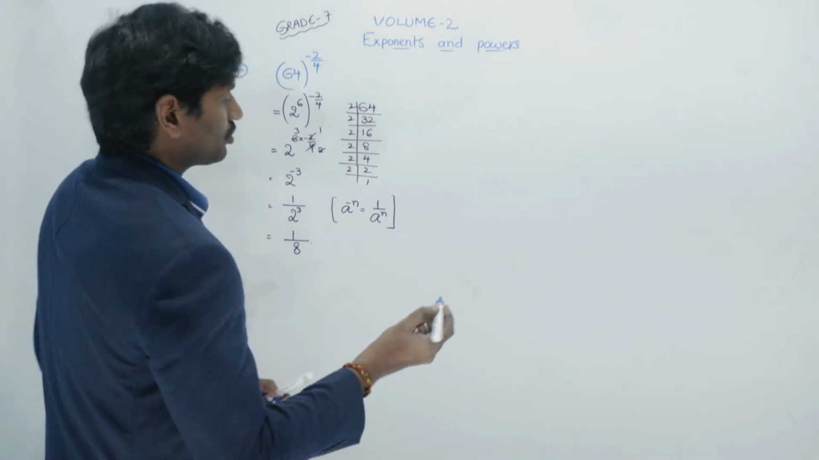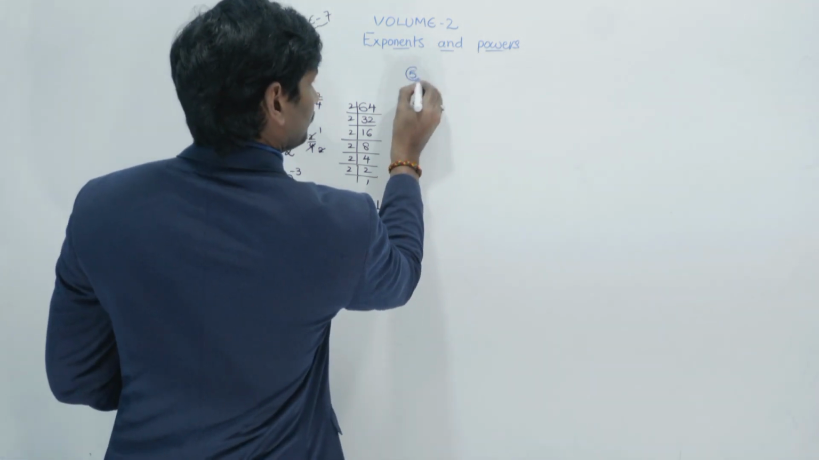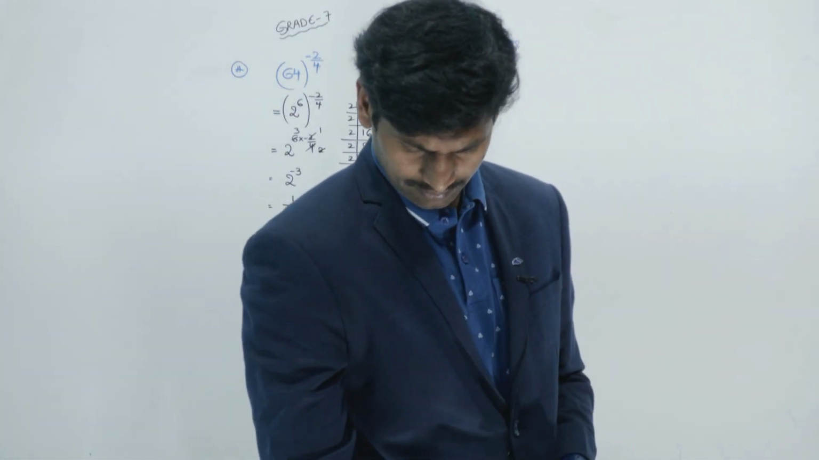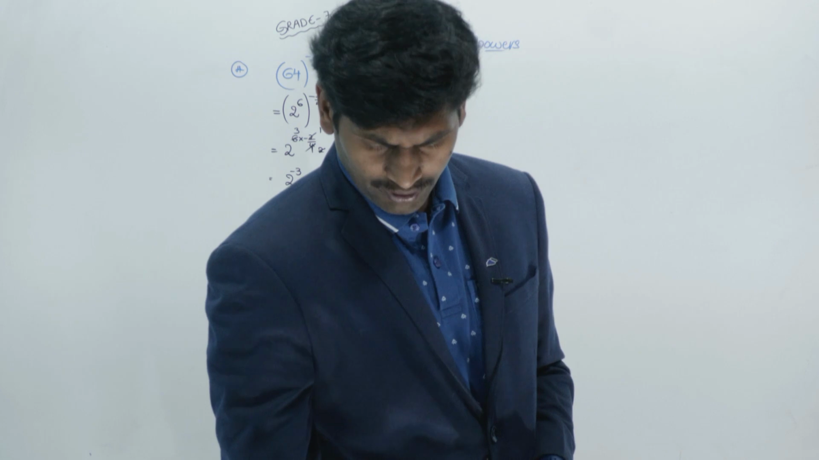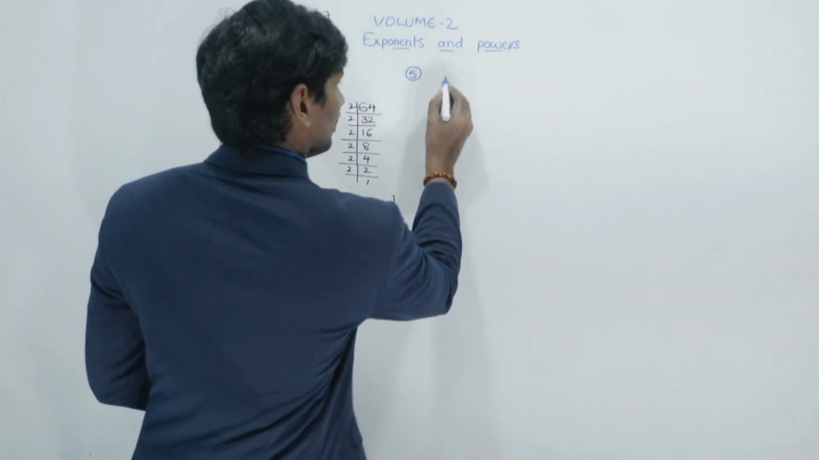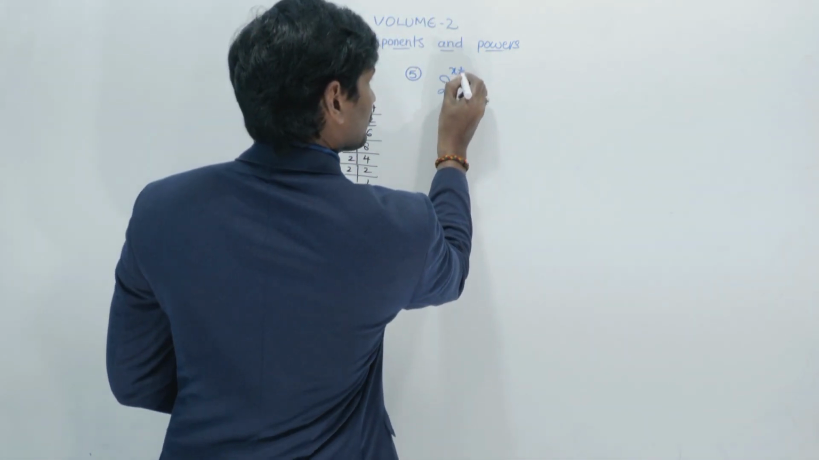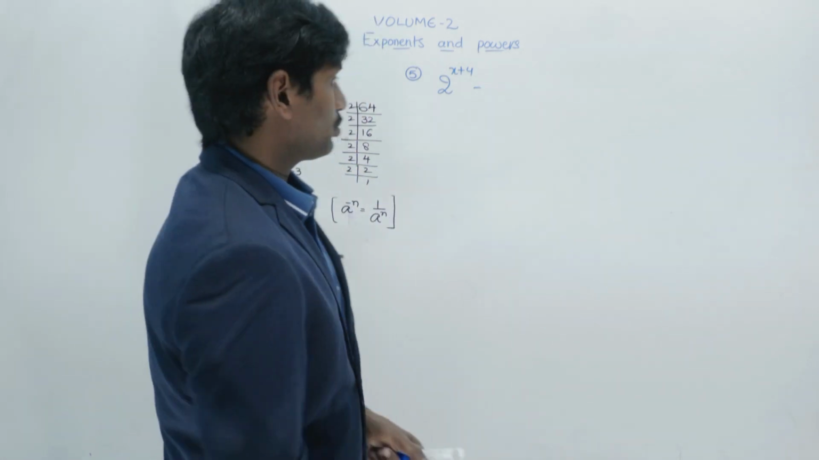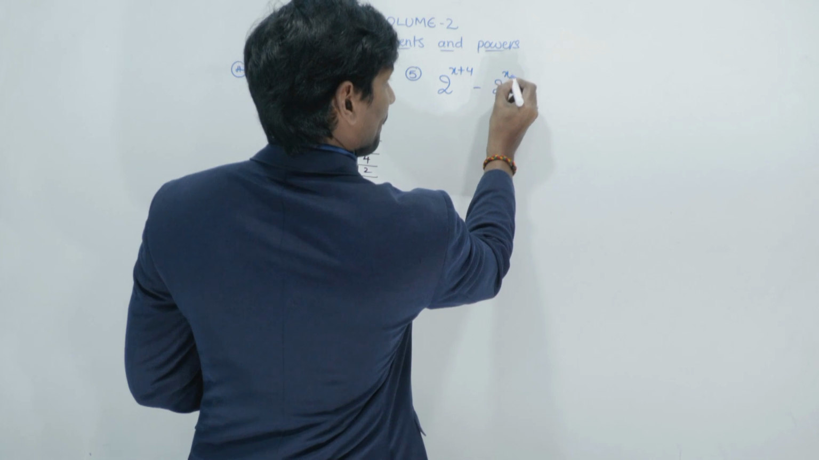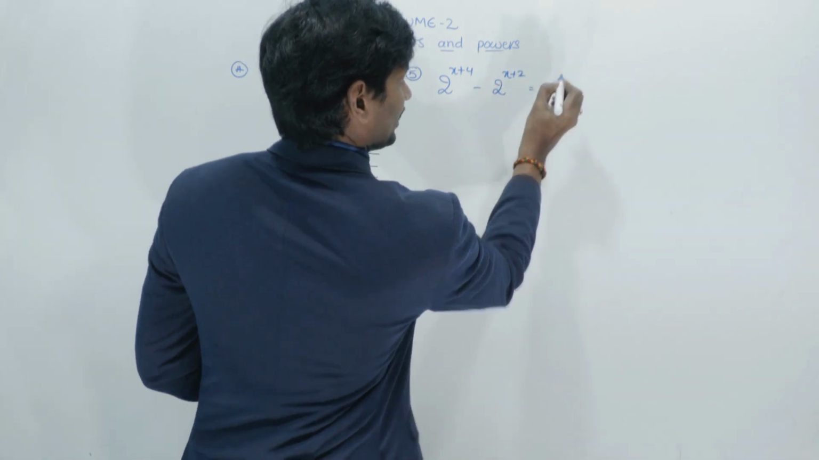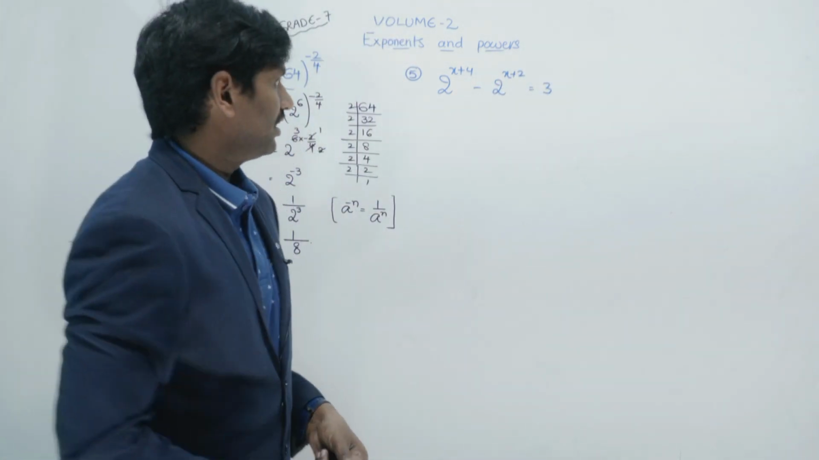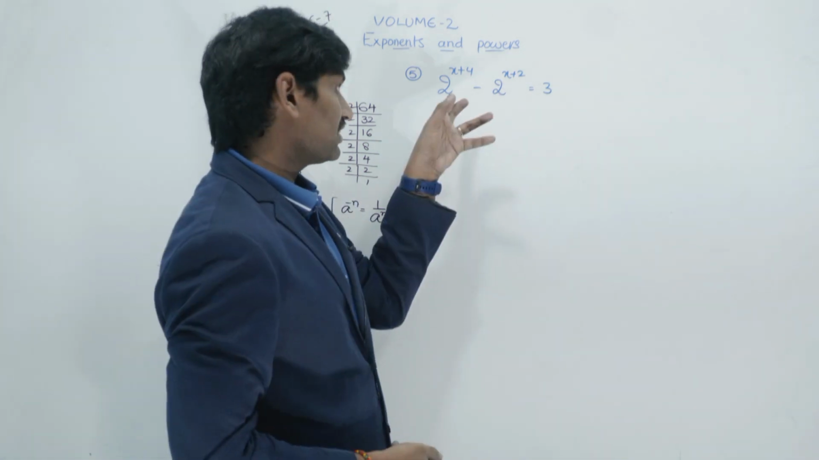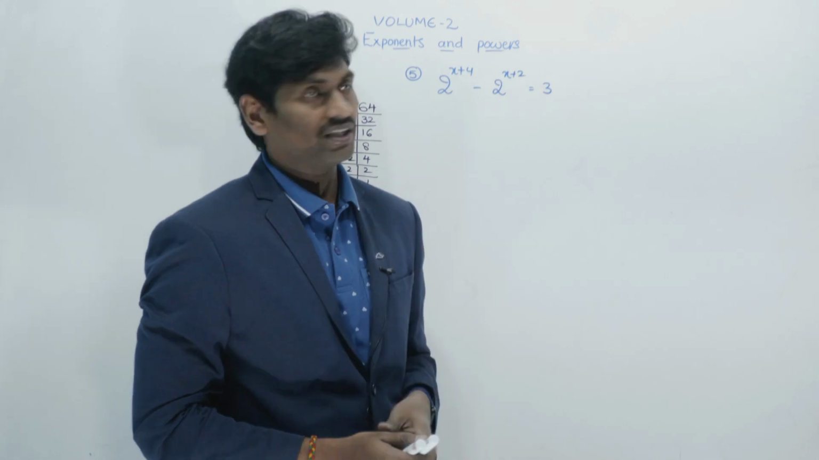So now let us go to the next problem. The problem number 5 is given that 2 power x plus 4 minus 2 power x plus 2 is equals to 3. Okay? Right. Now we need to identify the value of the unknown, that is nothing but the variable x value we should find.